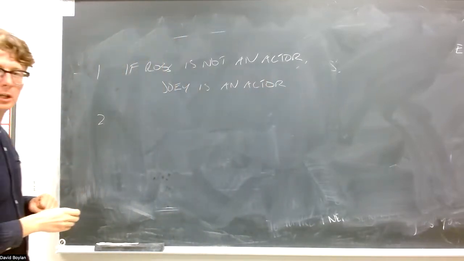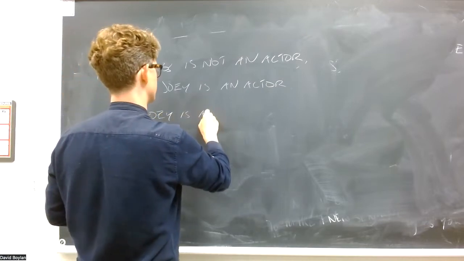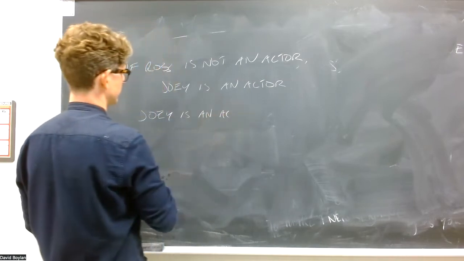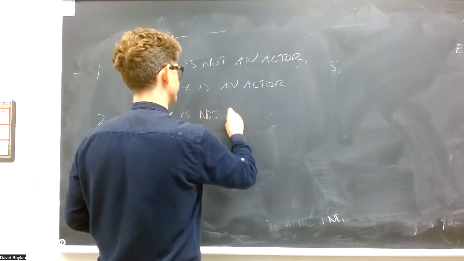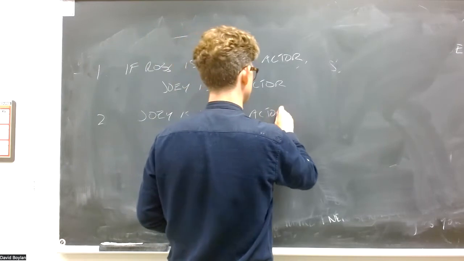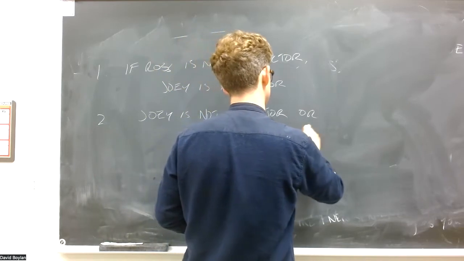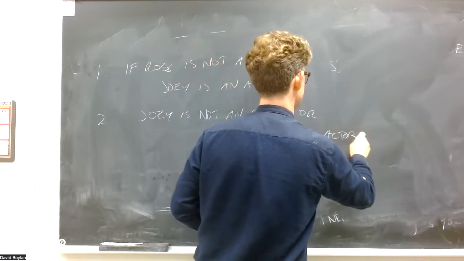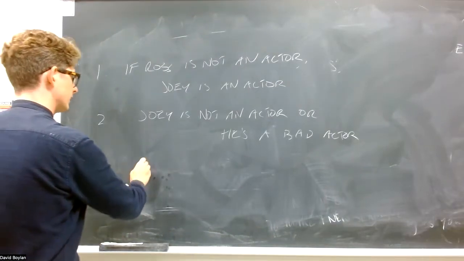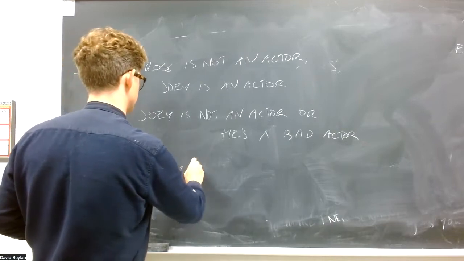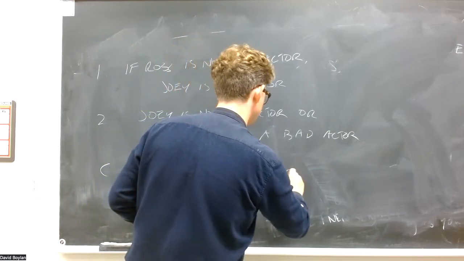And let's, to make it a little bit more complicated, say either Joey is an actor, or he's not an actor, or he's a bad actor. And then finally, let's say, as our conclusion, Joey is a bad actor. Okay.